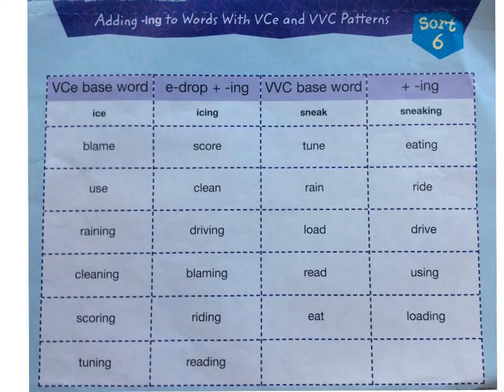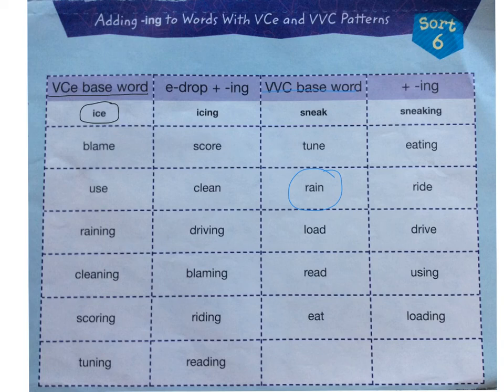This week you're going to be adding ing to base words. Some of your base words this week are going to have the VCE as the base word, as in your word card that has the word ice on it. You notice your vowel consonant, your IC, followed by an E at the end. Then some of your base words that you're going to add an ing to this week are going to have the VVC base word, as in the example of the word rain.